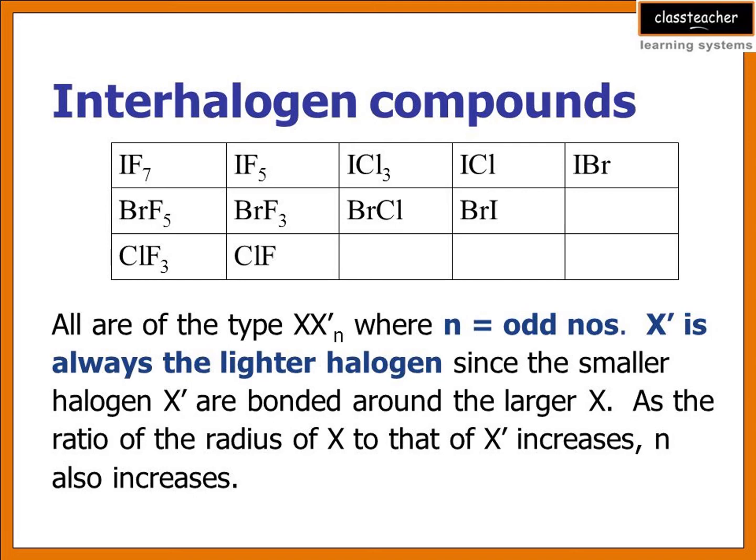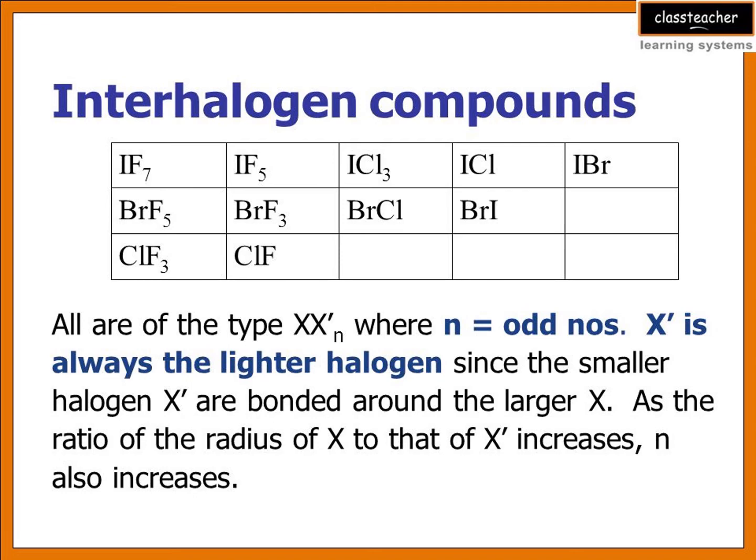So each halogen combines with other halogens to form a series of compounds called interhalogen compounds. In the given table, see IF7, where I is iodine and F is fluorine, then IF5, ICl3, iodine with chlorine, iodine with fluorine, iodine with bromine. Next bromine and fluorine, then chlorine and fluorine, like that.